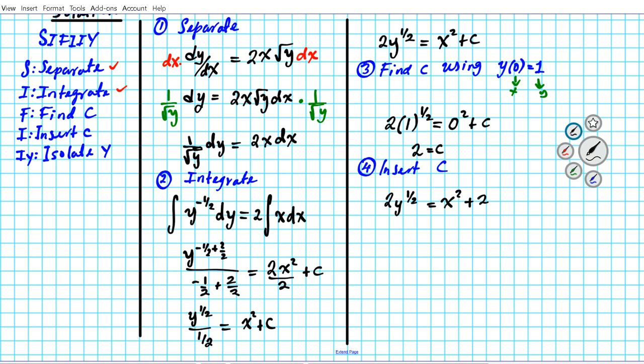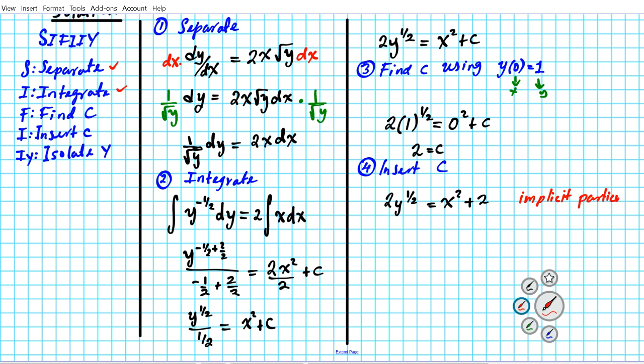Okay, so what we have right now is the implicit particular solution. Okay, so let's specify exactly what we have. This is the implicit particular solution. But we gotta make it explicit. We need to have y isolated, okay, and then we'll be done.